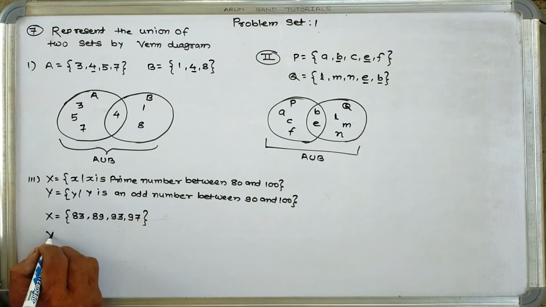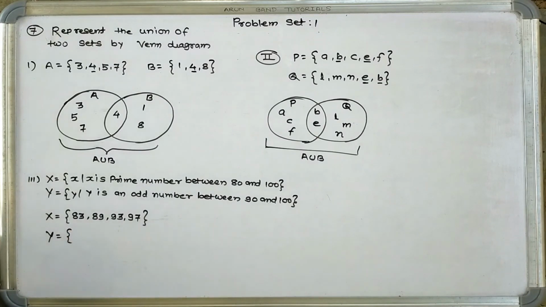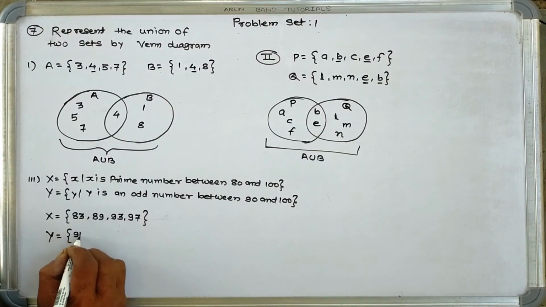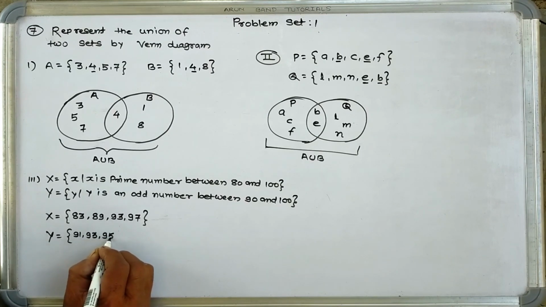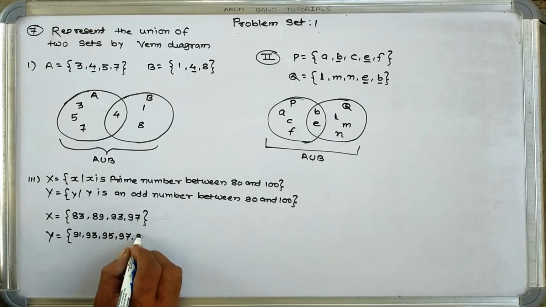Then we will write the set Y. Y is an odd number between 90 and 100. The odd numbers between 90 and 100 we will write. So this will be 91, 93, 95, 97, 99.